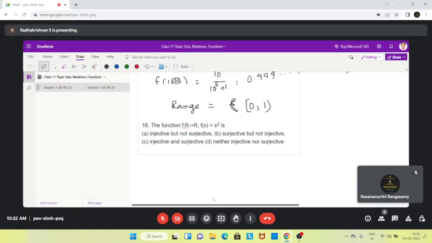Just do some examples. Try to put various values of x and see. Onto, sir. Okay, onto means surjective, right? So you are saying surjective but not injective. Is that what you are saying, Sundaresan? Yes, sir. Surjective but not injective. Okay, it's not one to one, but onto.